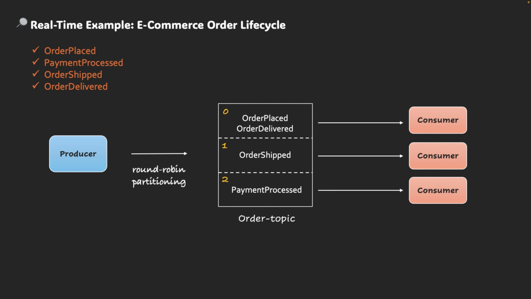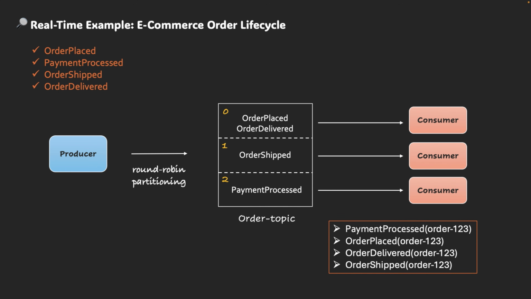Now here is the catch. Since consumers process independently and at different speeds, we can't guarantee which partition will be read first by which consumer. Consumer 2 can read partition 2 first, or consumer 1 can read partition 0 first. There is no guarantee. You could see the events something like this. Payment processed comes first, then order placed, then order delivered, then order shipped. Or it can be in any order.